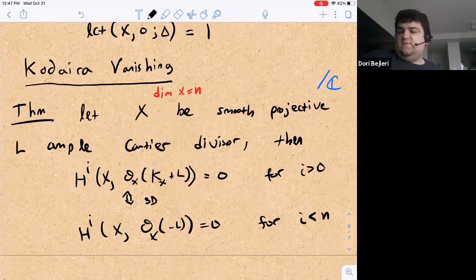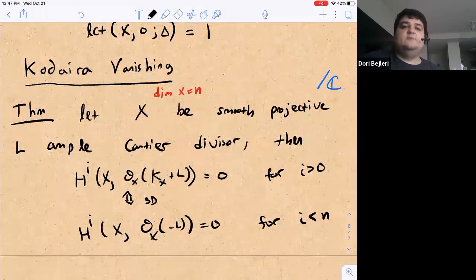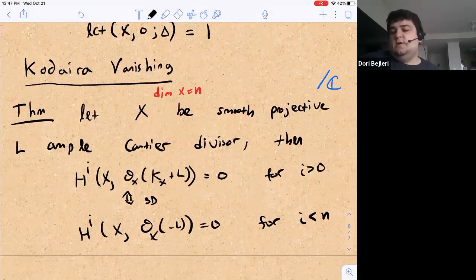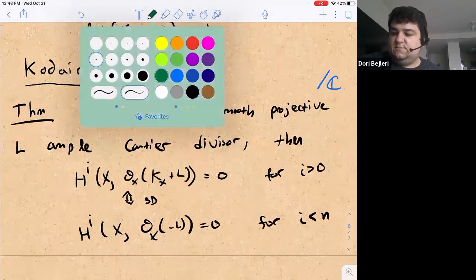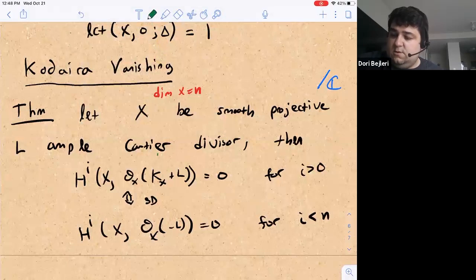These divisors of the form K_X plus L. So when L is actually our Delta, our boundary for some log canonical pair, then we call it the log canonical divisor. But more generally, when you just have this L and you're looking at cohomology of K_X plus L, these are often called adjoint divisors. And because they appear so frequently in these vanishing theorems, they have a name. Or adjoint linear series.